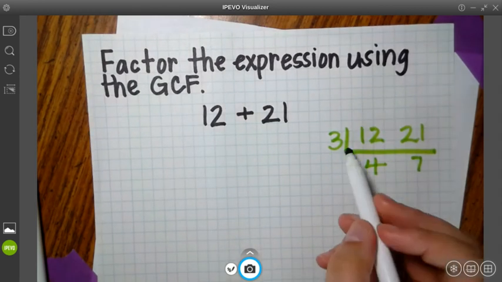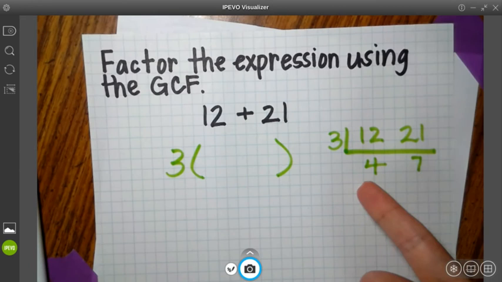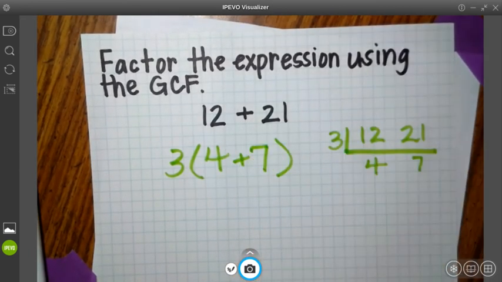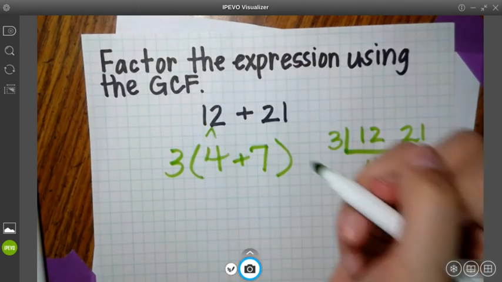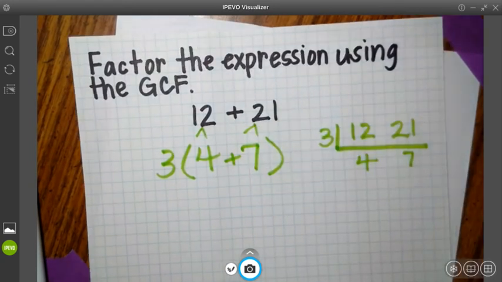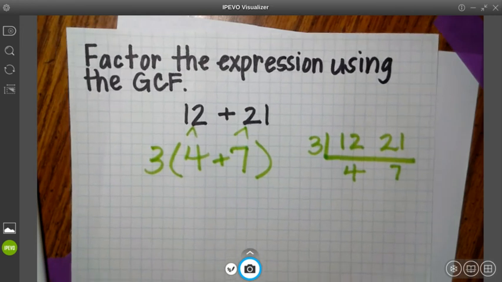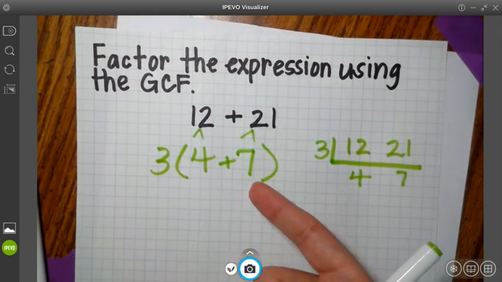So that means that 3 times 4 plus 7 is my new expression. It's like 3 times what gives you 12, and then you think 3 times what gives you 21. And to check your answer, you can always redistribute it and solve. 3 times 4 is 12, plus 3 times 7 is 21.